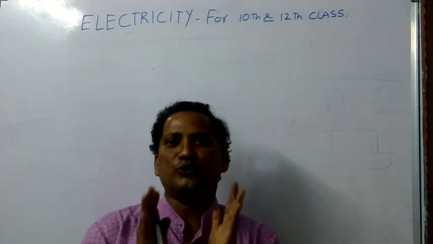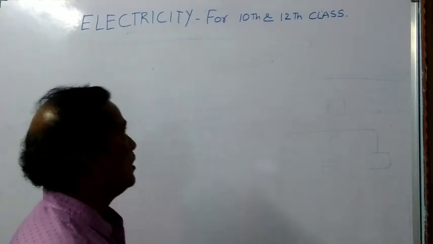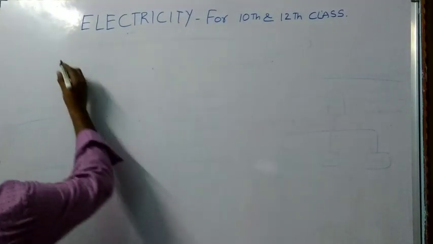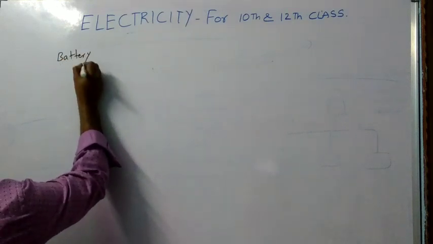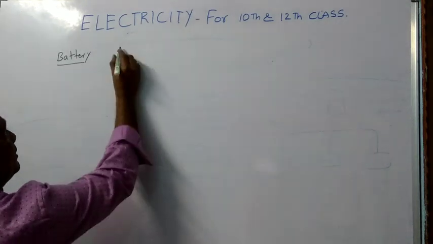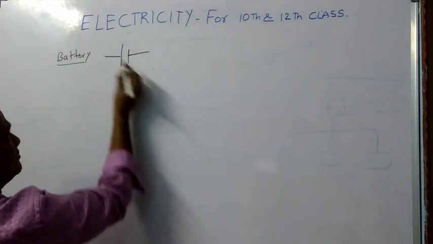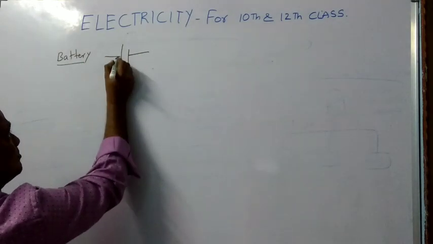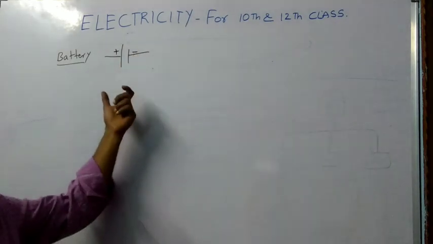Before going to discuss this, you have to know the fundamental things, just like a battery. So how can you give a symbol of a battery? Generally the battery symbol will be like this, a big line and a small line. The big line indicates the positive terminal, and the small line indicates the negative terminal. This is the fixed type of battery.